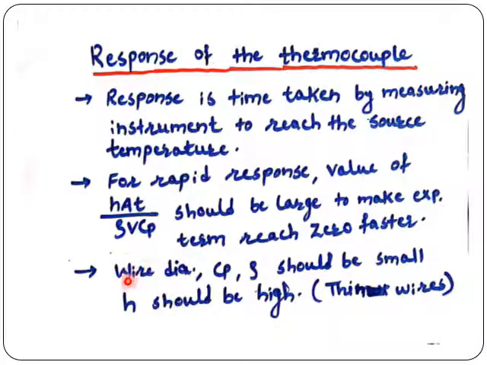So how is it achieved? You keep the diameter of the wire, or the thermocouple, very small. Cp and rho values should be small, but the h value should be very high. These things will give you a high, immediate response, meaning it will immediately give you the temperature of the source in which the thermocouple or any other temperature measuring device is placed.